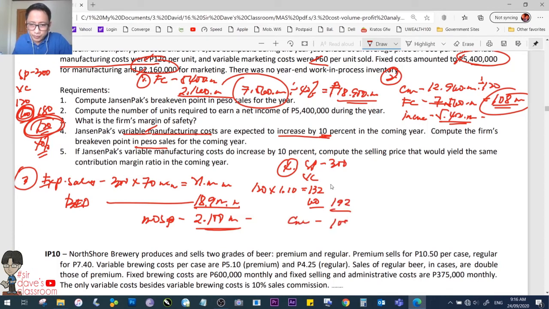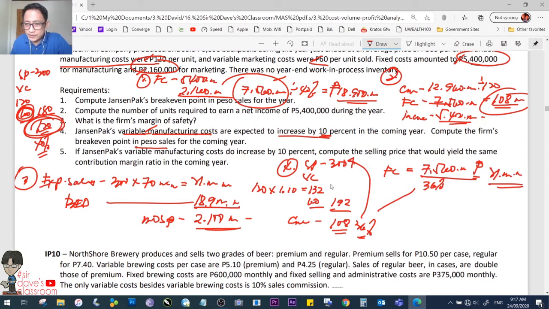Contribution margin should be 108. It is 36% of the selling price. CM percentage must be 36%. Your fixed cost is at 7,560,000 still. It did not change. Divided by this time 36%. This should be how much? It must be 21 million. Of course, the break-even point increased from 18,900,000 to 21 million due to the increase in the variable cost, which ultimately translated to a lower contribution margin and contribution margin percentage.